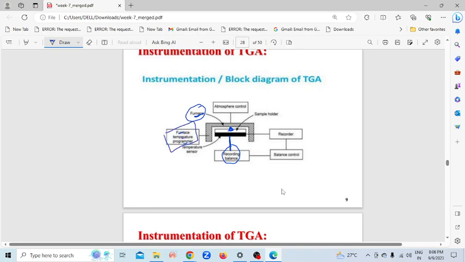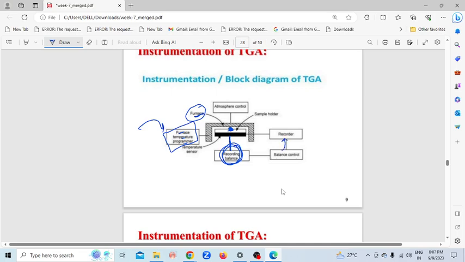It should be in a controlled manner. That's why we need one programmer which will increase temperature in a constant way. Whatever we need, we have to feed in the program. Then it will operate the furnace, and it will increase temperature accordingly. When the temperature is heated, this sample will decompose. First water will be removed, then some decomposition reaction will occur, and due to this mass change will occur, and this mass change will be recorded by this recording balance.